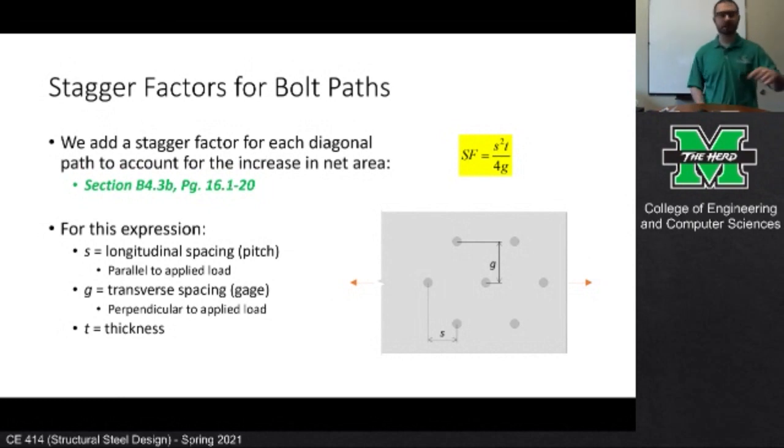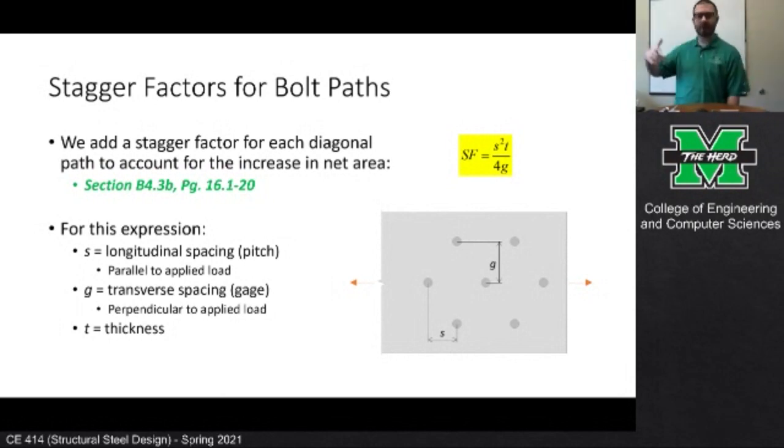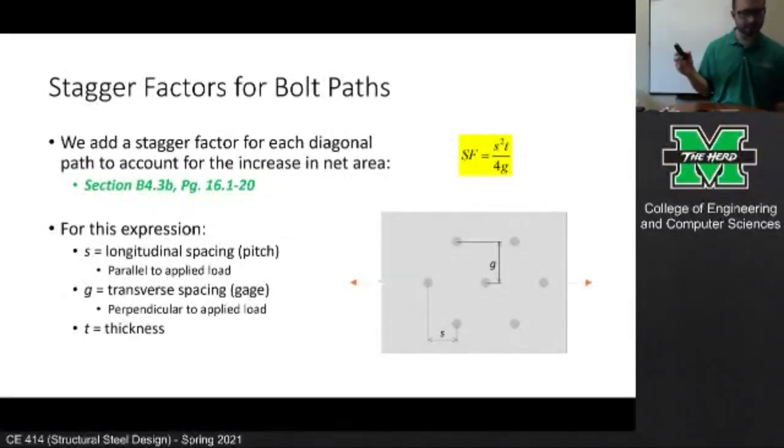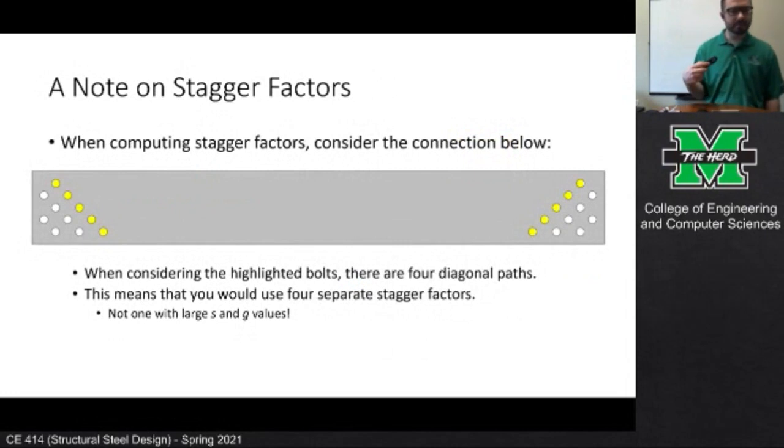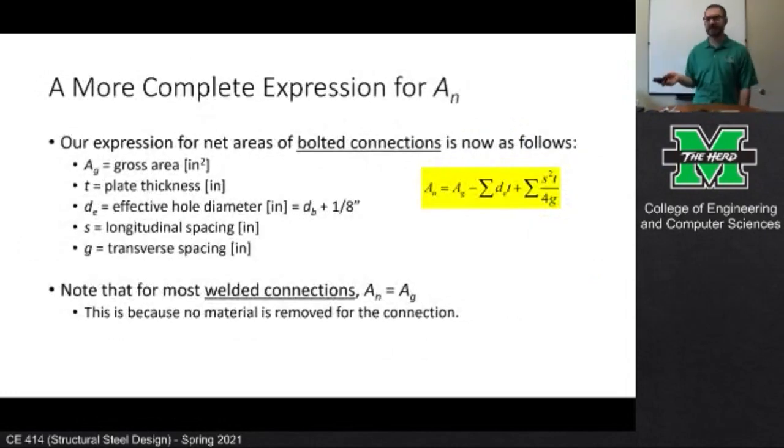Now, if you actually look up the language in the spec, this section B4.3b on 16.1-20, you'll find that the T actually isn't listed in the spec. It just says S squared over 4G. But the way the spec is written, you add S squared over 4G for each path, but you still have to multiply by the thickness to get an area. So that's why we have the area thrown in here. Let me go to that other slide here in a second.